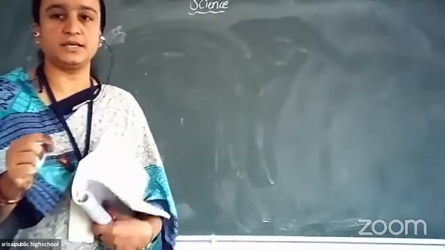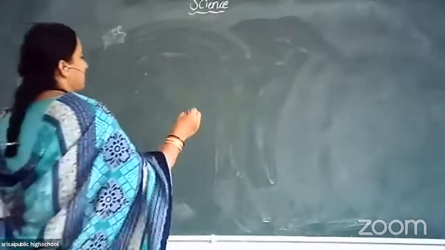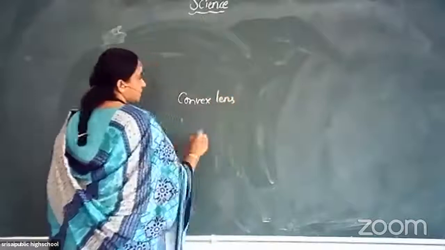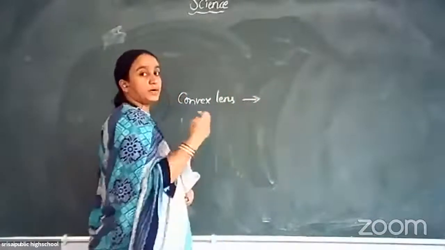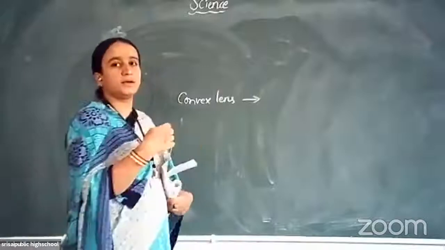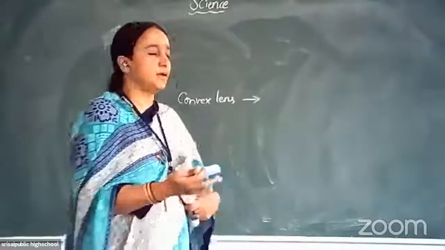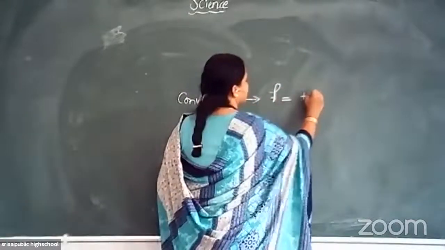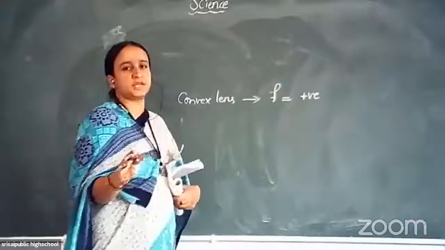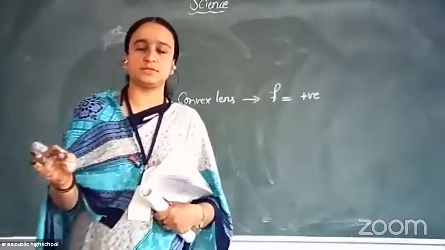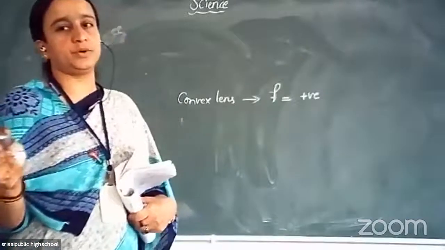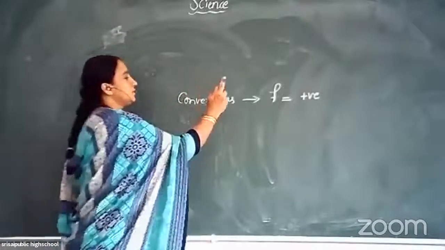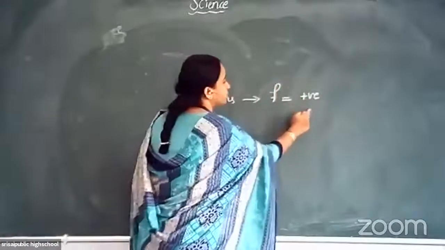The only change is if it is a convex lens. If it is a convex lens, there is only a change in the focal length. How are you going to take the sign convention for the focal length? If it is a convex lens, the focal length is taken as positive. Remaining all things remain the same. Object distance and image distance both remain the same.